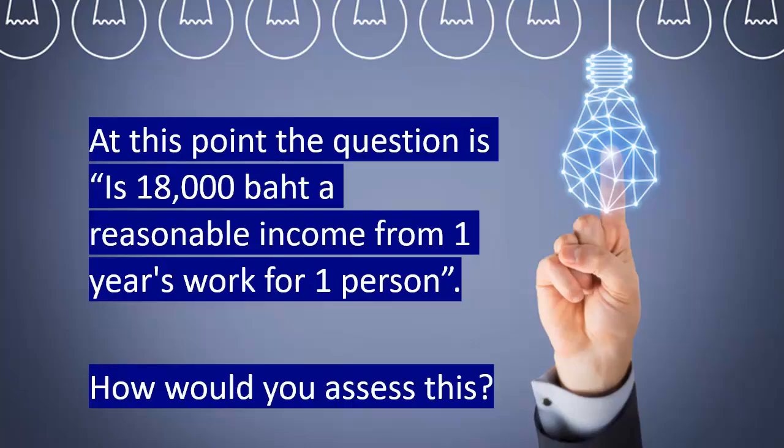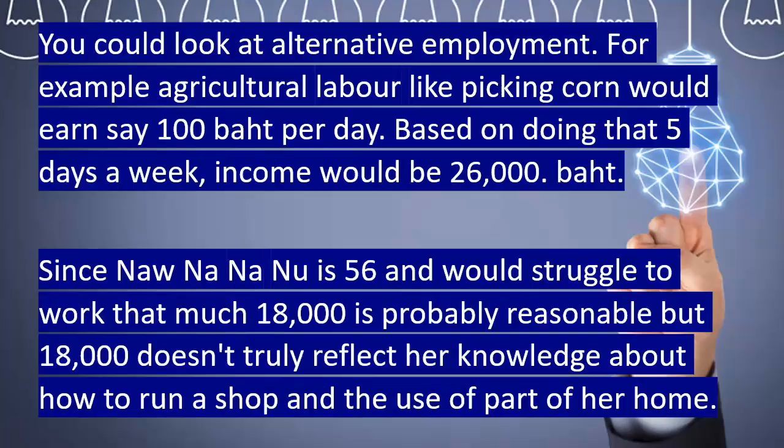So at this point the question is, is 18,000 baht profit per year a reasonable income for one year's work for one person? How would you assess this? Well, you could look at alternative employment. For example, agricultural labor like picking corn would earn, say, 100 baht per day. Based on doing that 5 days a week, income would be 26,000 baht.